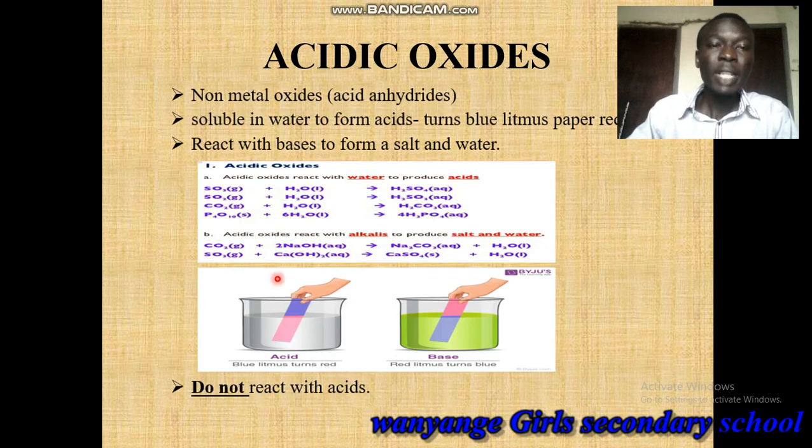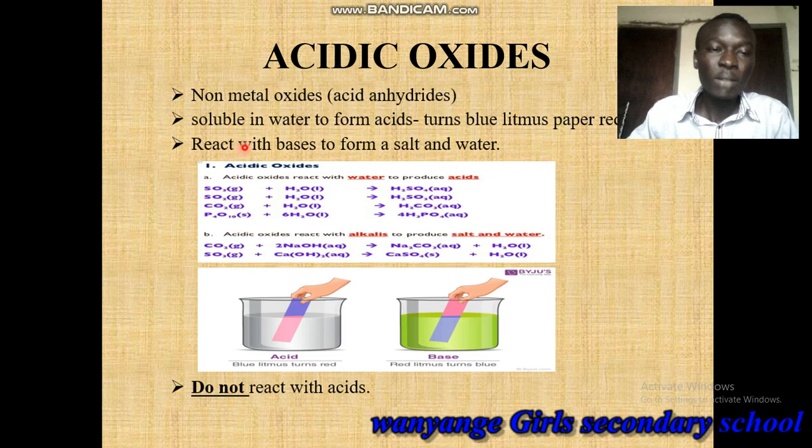Okay, then let's look at acidic oxides. Acidic oxides are non-metal oxides. We also call them acid anhydrides. An acid anhydride, like we defined, is an oxide of a non-metal which reacts or which dissolves in water to form an acid. Okay? Examples we have looked at: carbon dioxide, sulfur dioxide, sulfur trioxide, nitrogen dioxide. All those are acidic oxides.